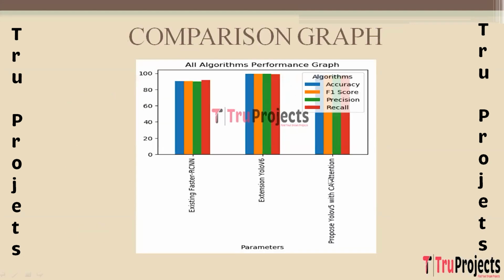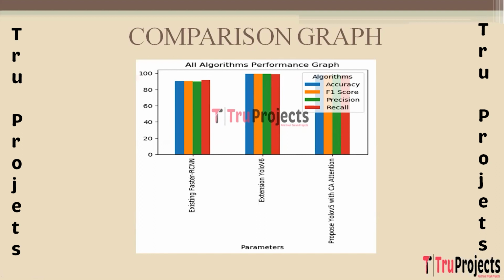So this is the comparison graph. In this graph, on the x-axis I have the algorithm names, and on the y-axis I have performance metrics: accuracy, F-score, precision, and recall. So accuracy measures the overall correctness of predictions, showing the percentage of correctly classified instances.